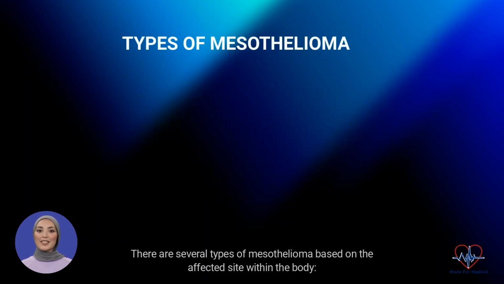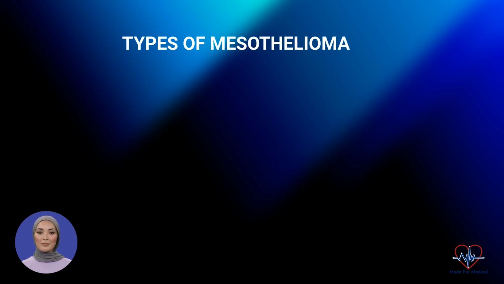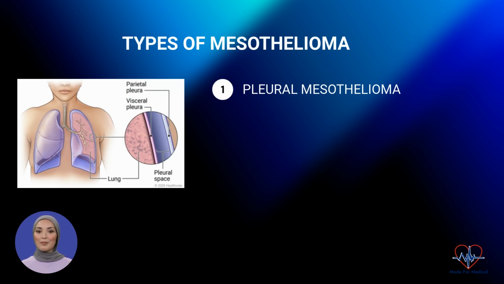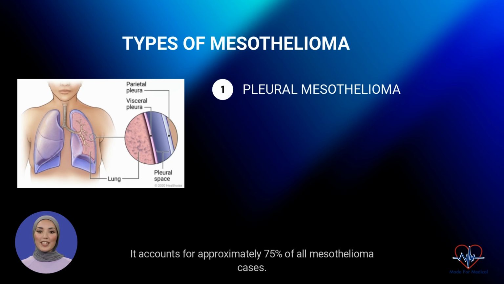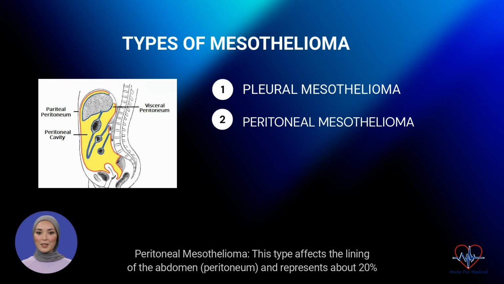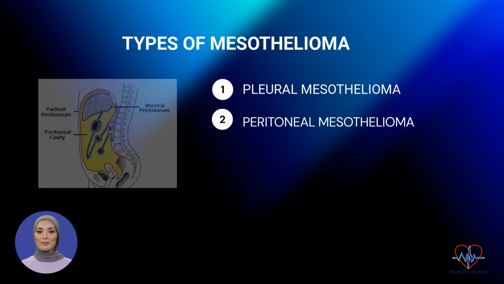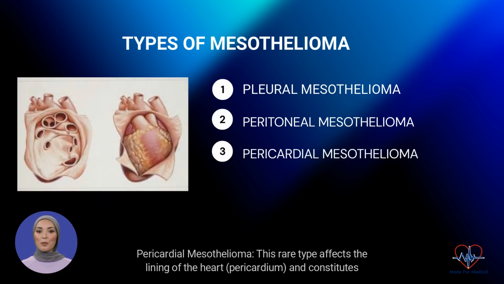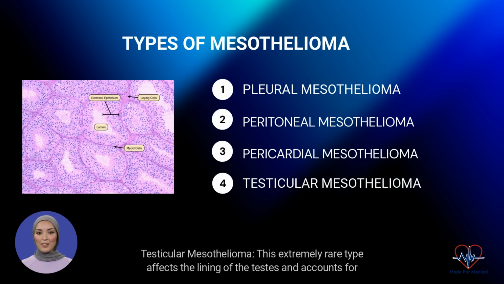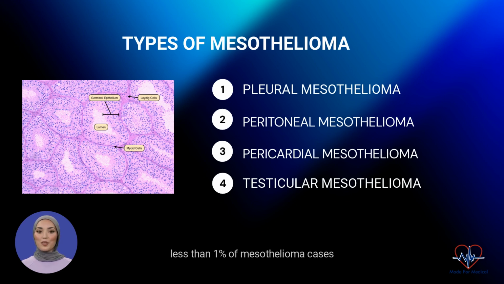There are several types of mesothelioma based on the affected site within the body. Pleural mesothelioma. This is the most common type and affects the lining of the lungs, pleura. It accounts for approximately 75% of all mesothelioma cases. Peritoneal mesothelioma. This type affects the lining of the abdomen, peritoneum, and represents about 20% of mesothelioma cases. Pericardial mesothelioma. This rare type affects the lining of the heart, pericardium, and constitutes a small percentage of mesothelioma cases. Testicular mesothelioma. This extremely rare type affects the lining of the testes and accounts for less than 1% of mesothelioma cases.